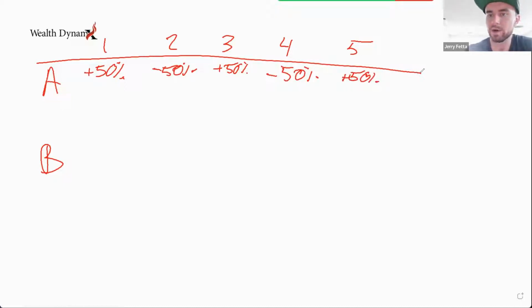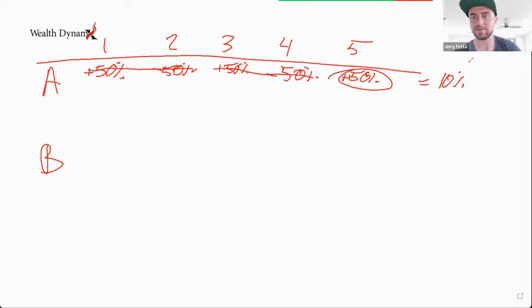And I want to look at what is my annual return based on this, right? So if I made 50, lost 50, this cancels out. If I made 50, lost 50, this cancels out. I've got positive 50 left, right? 50 divided by 5 years is what? 10. So you could look at this and be like, okay, my account's up 50% in year 5. I must have made 10%, right?